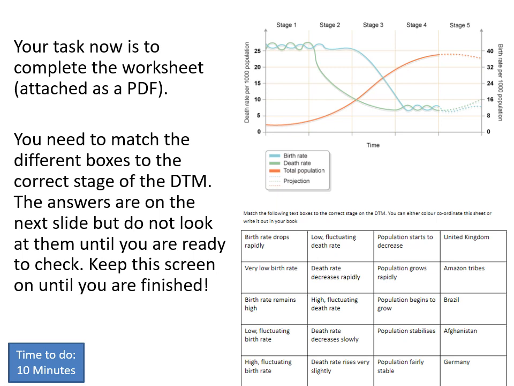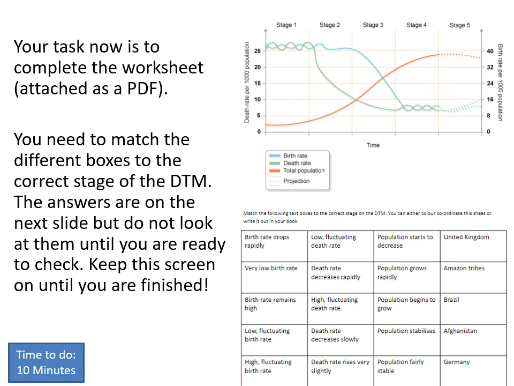Okay, so main task to do now. Let's see how much of that you can remember and put together and interpret yourself if you've forgotten it. At the bottom here, you have a series of statements. The first column is birth rate. The second column is death rate. The third column is total population. And the fourth column are some examples of particular countries. Your job is going to match those to the stages.